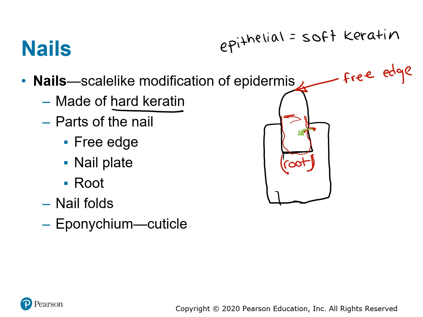The cuticle part of your nail is also referred to as the aponicum. I think that's how you say that. And that's kind of where the nail plate meets the epidermis. That's just a fancy word for cuticle. Okay?